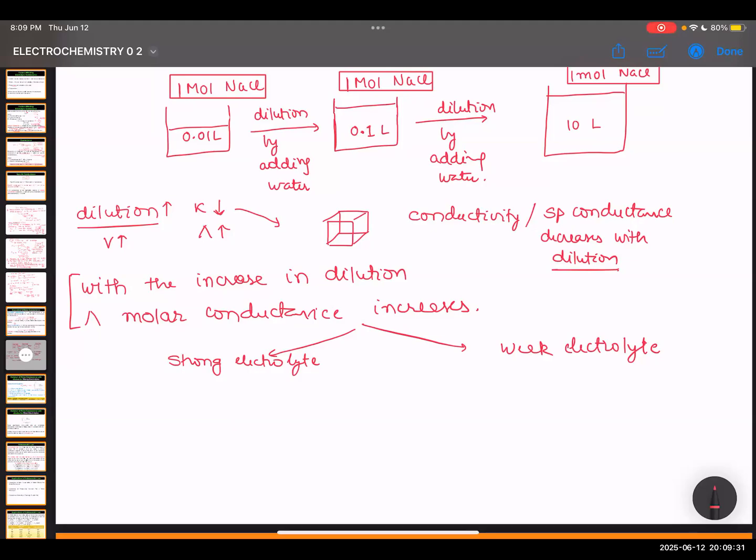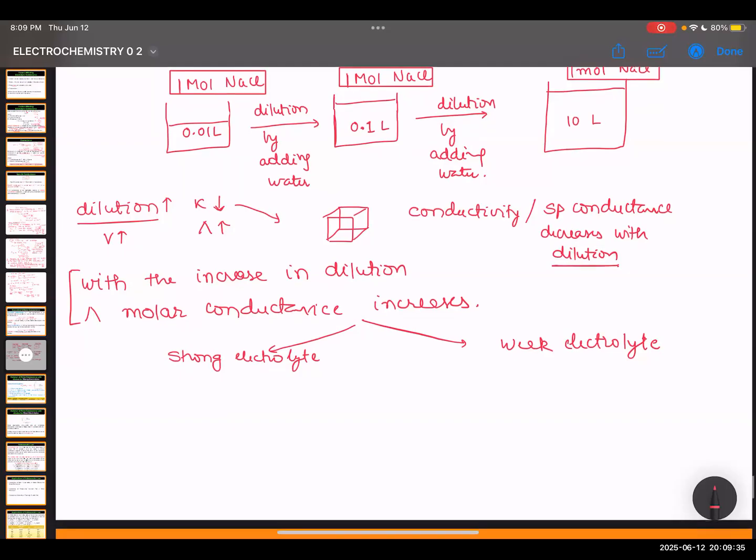It is because as you are putting more and more water, okay, though you have just one mole, the ions are able to conduct the electricity with more ease. What is the reason? Okay, to understand the reason, there is a separate reason for strong electrolyte and separate reason for weak electrolyte. For strong and weak, the reasons are different.